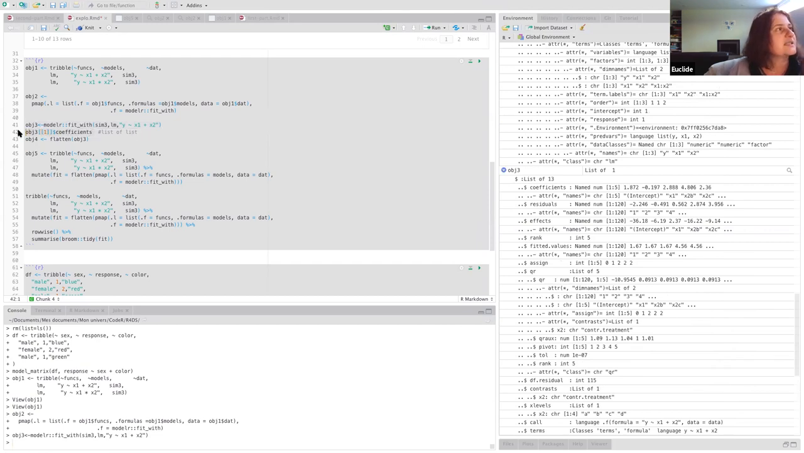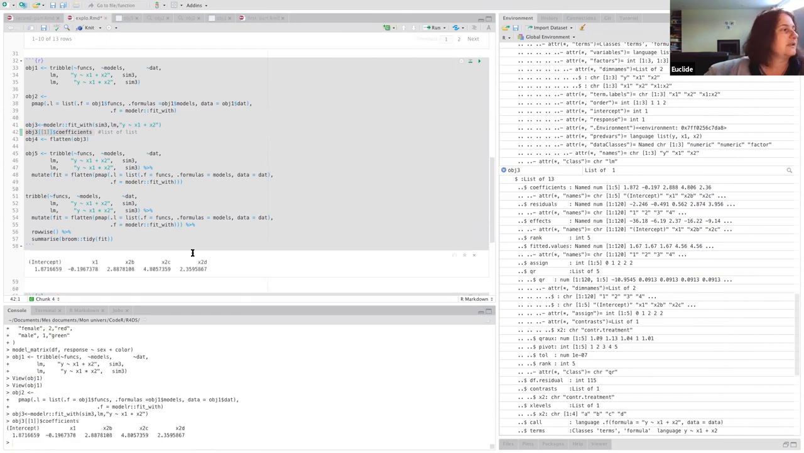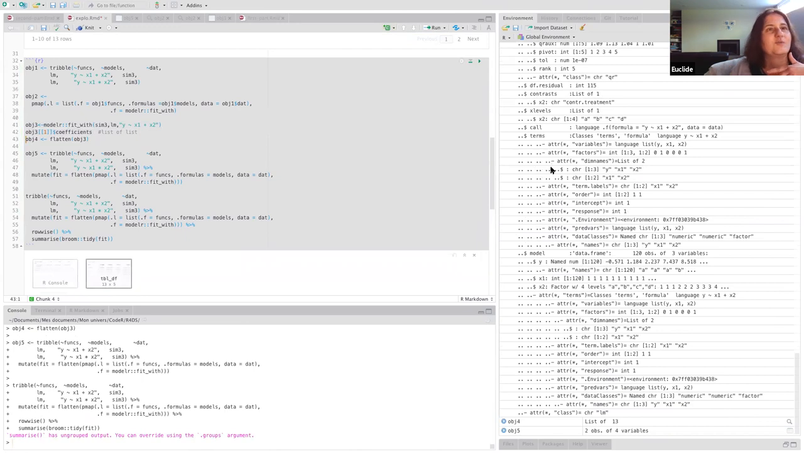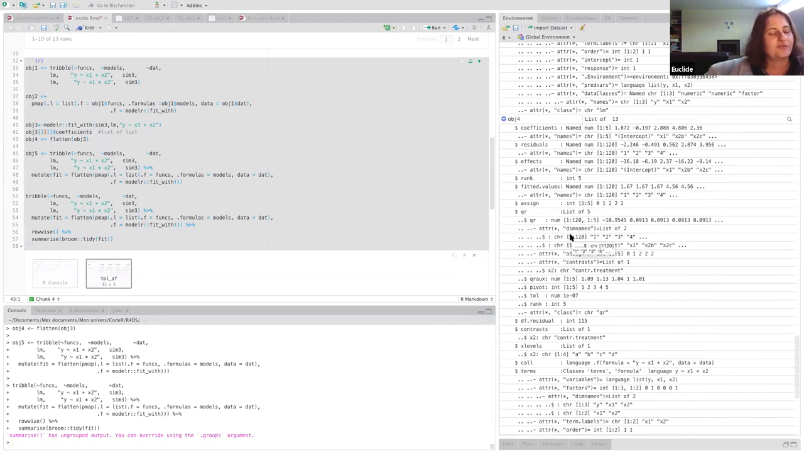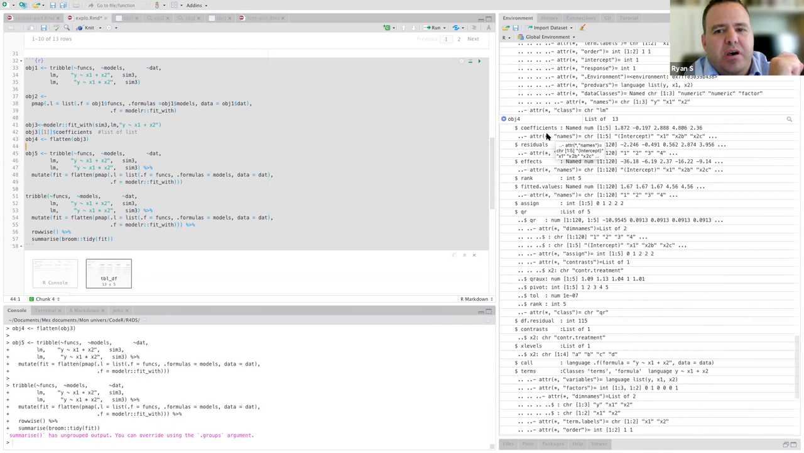And we can see that also. Now, it's a list of one. So if on the list of one I look at the coefficients, I have the coefficients of my first model. Now, we have to use flatten because it's a list. This one is object four. It was a list of 13, so now we have just a list of 13. And the 13 are the 13 items that come out of the linear model. Yeah, okay.